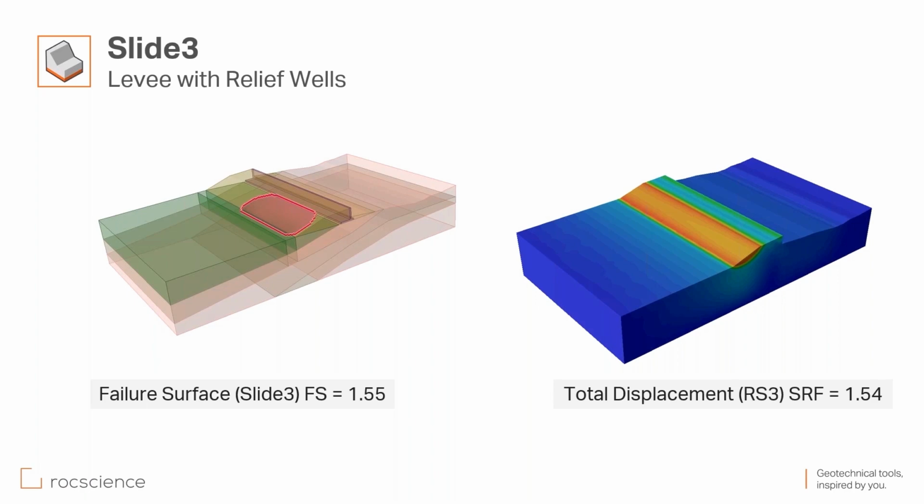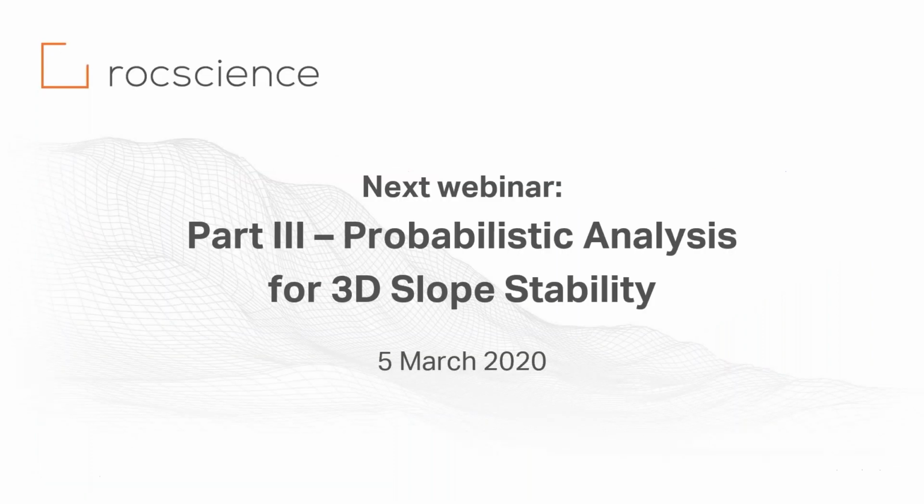As long as you use the correct method of analysis, which we have in the Slide3 software, for more than 90% of the cases, you should get exactly the same answer as the finite element method. So the concept of limit equilibrium being circular Bishop method is not true anymore, and we have much better failure surface searches and different methods to find and match the results of the finite element analysis.